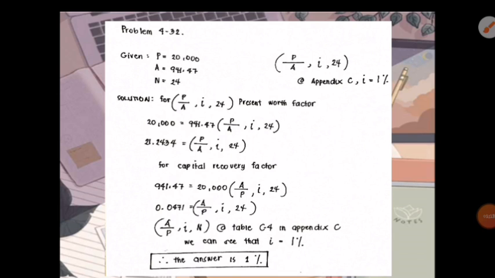So, for capital recovery factor, 941.47 is equal to 20,000 quantity A over P, interest rate, and the N is 24. So, 0.0471 is equal to A over P, interest rate, and the N is 24. So, at the table C.4 in Appendix C, we can see that the interest rate is equal to 1%. So, therefore, the answer is 1%.